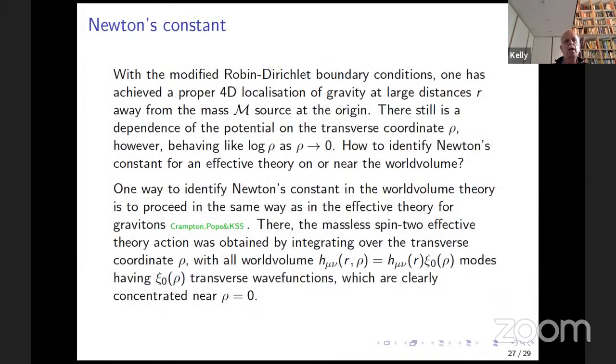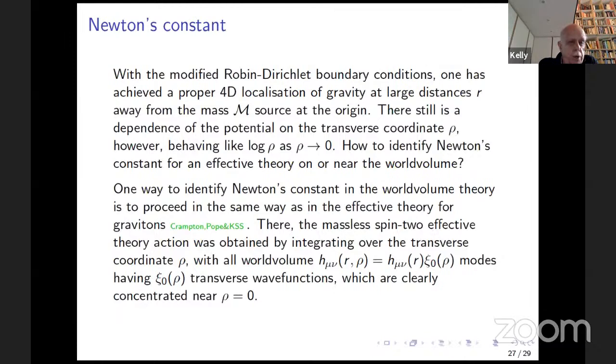Okay, so now on to Newton's constant. So we've achieved a proper four-dimensional localization of gravity at large distances away from this mass m source. There still is a dependence, however, on the transverse coordinate rho, which behaves like this logarithm as rho tends to zero. So what's a sensible way of identifying Newton's constant for an effective theory on or near the world volume?